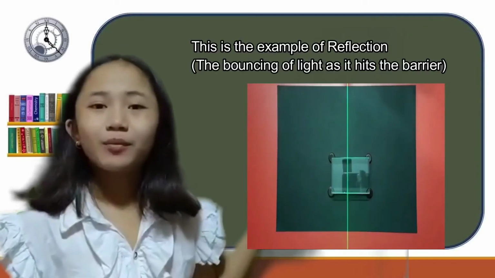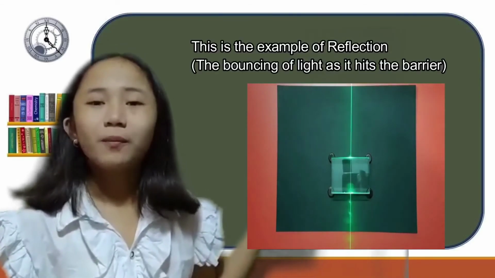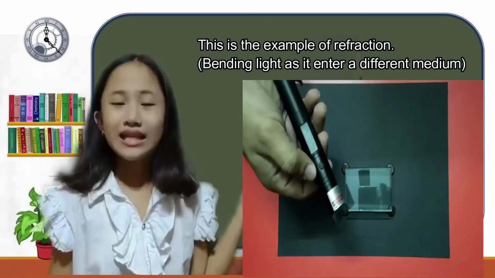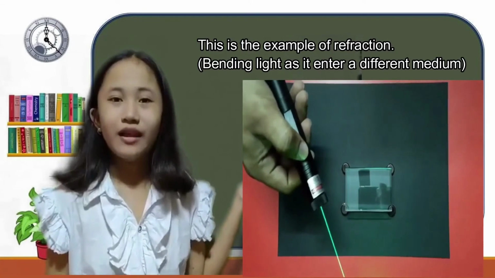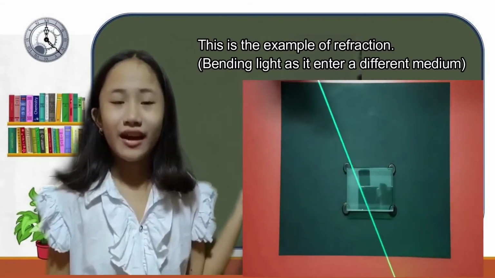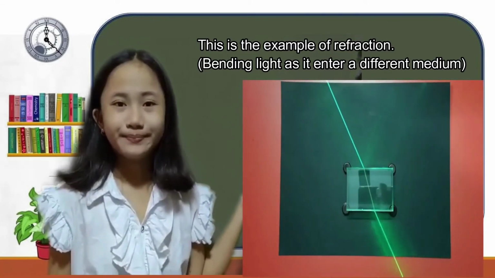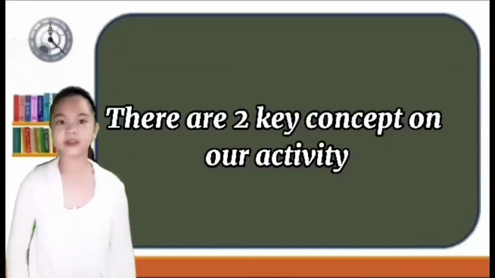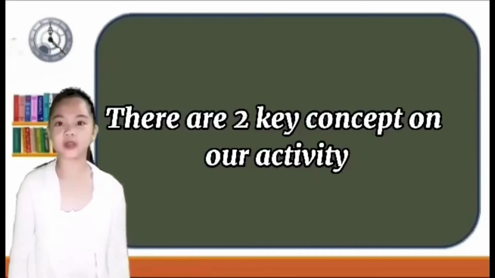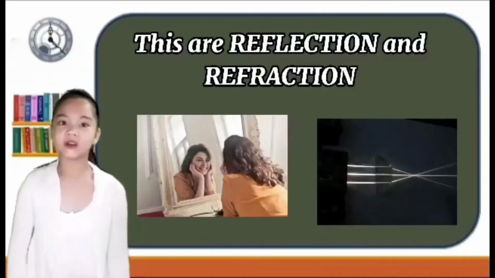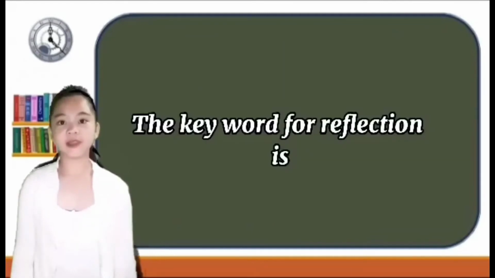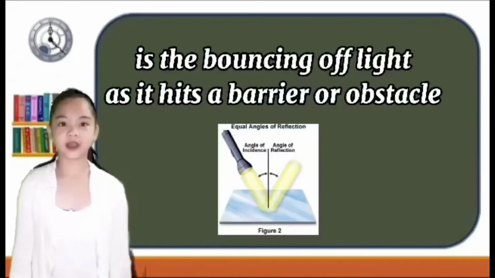This is the example of reflection, bouncing of light as it hits a barrier or obstacle. This is the example of refraction, bending light as it enters a different medium. Remember, there are 2 key concepts on our activity. These are reflection and refraction. The keyword for reflection is the bouncing of light as it hits a barrier or obstacle.